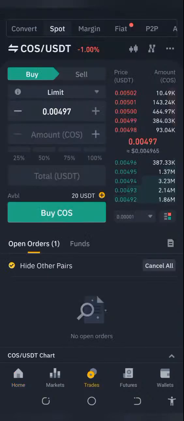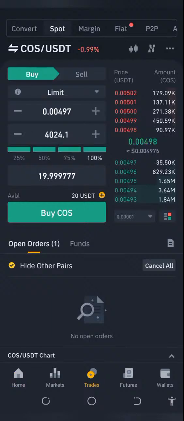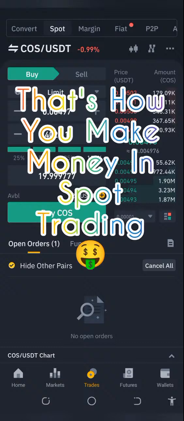Now, when you do that, you're going to buy that coin. Let's assume it's a COS USDT. You need to buy it and then hold it for a short period of time. It could be an hour, it could be two, till it appreciates, okay? And once it appreciates, you sell off for profit. That's how you make money in spot trading.